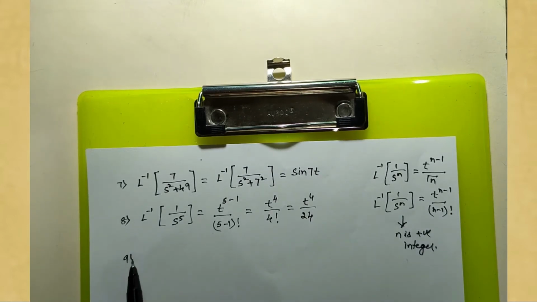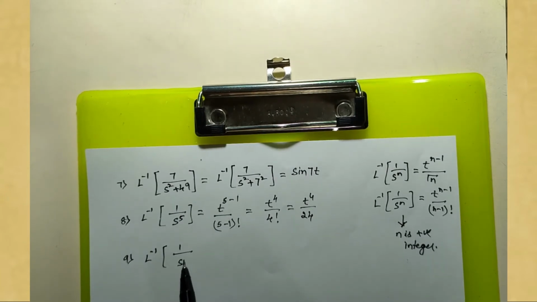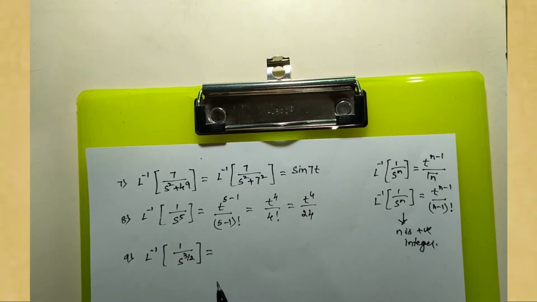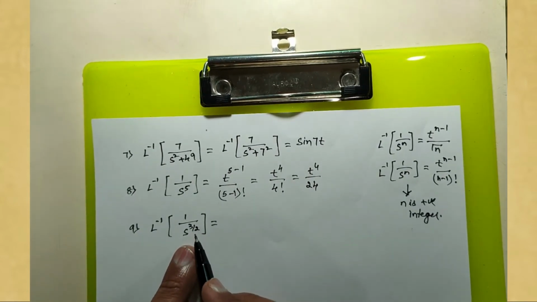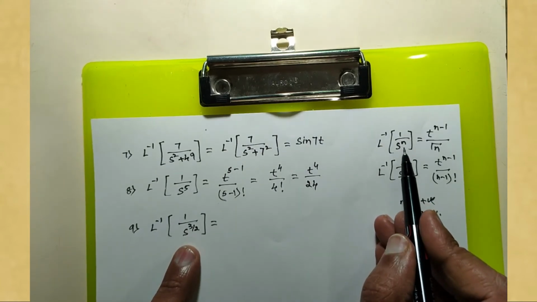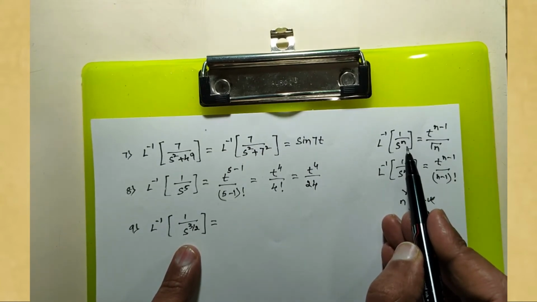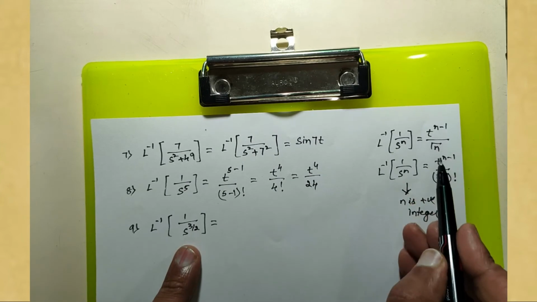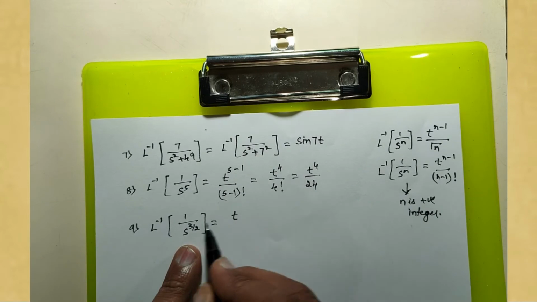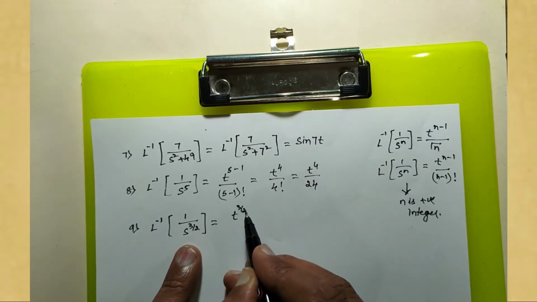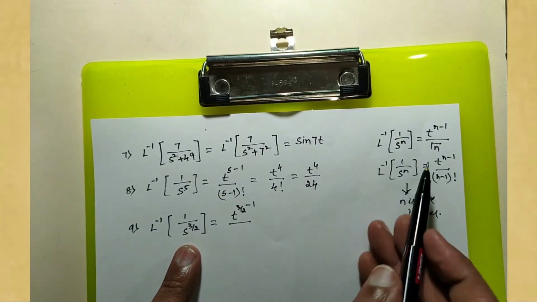In the same way, let me write down L inverse of 1 by S power of 3 by 2. If you try to see, this 3 by 2 is not an integer. So whenever you have a constant term, you can use this formula: 1 by S power of n value will be t power of n minus 1 divided by gamma of n.